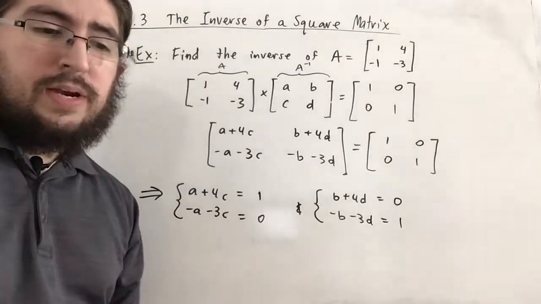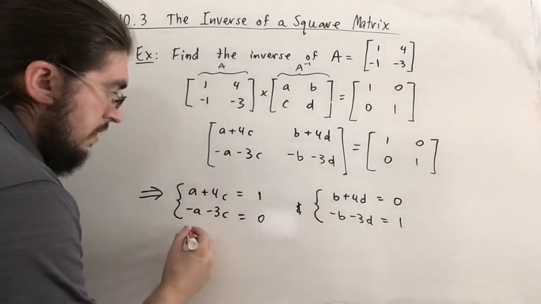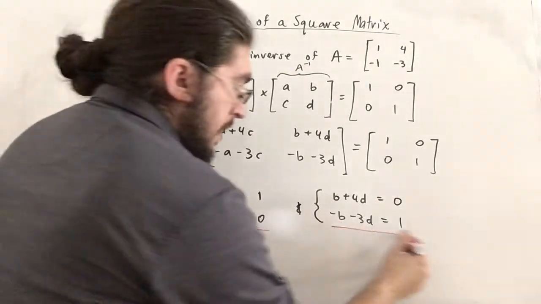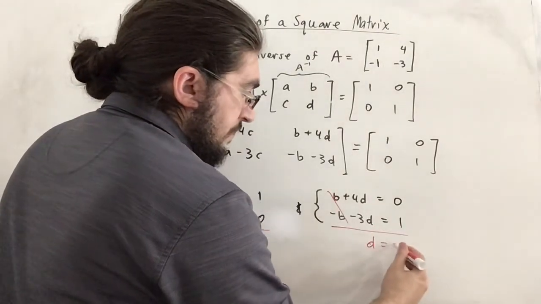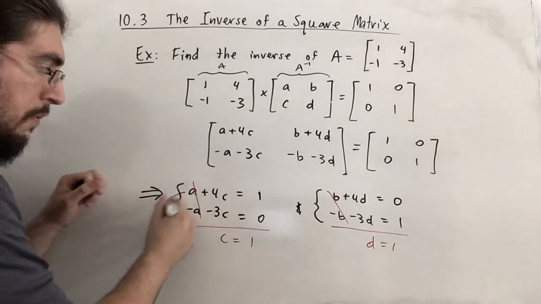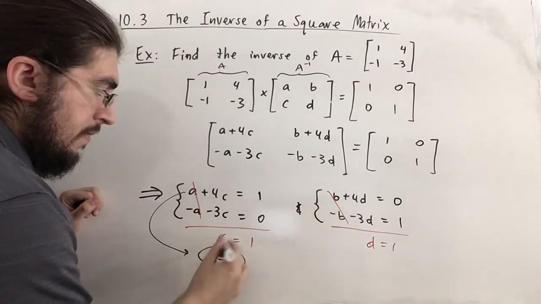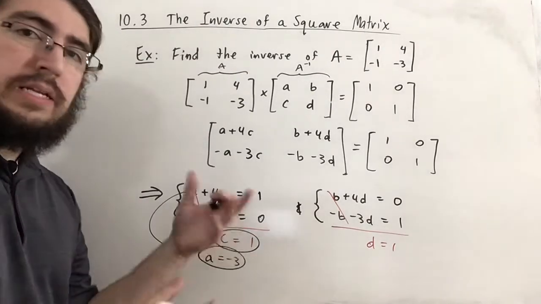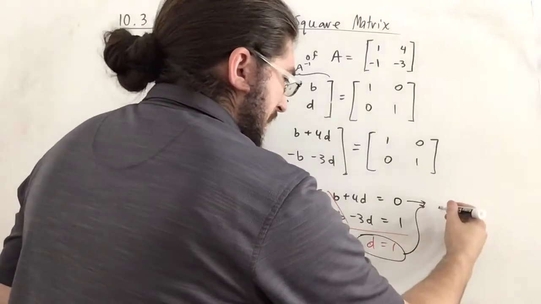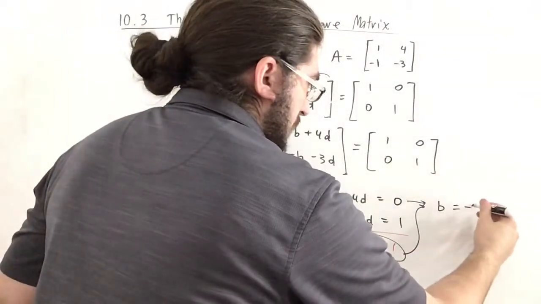Now, in this particular instance, these systems are very easy to solve for. Notice adding straight down, you get right away that c is equal to 1. And here, adding straight down, we get d is equal to 1. Plugging back in to find a, let's plug it into the top one. We get a plus 4 is equal to 1, so that means a must be negative 3. So it almost solves itself right away. This one is a really nice example. Here, if we plug into the top one, b plus 4 is equal to 0, so b must be negative 4.